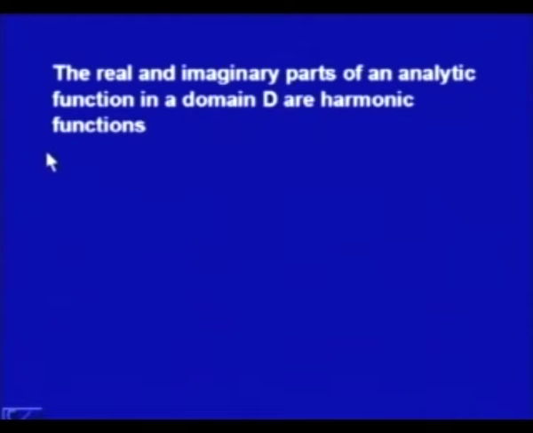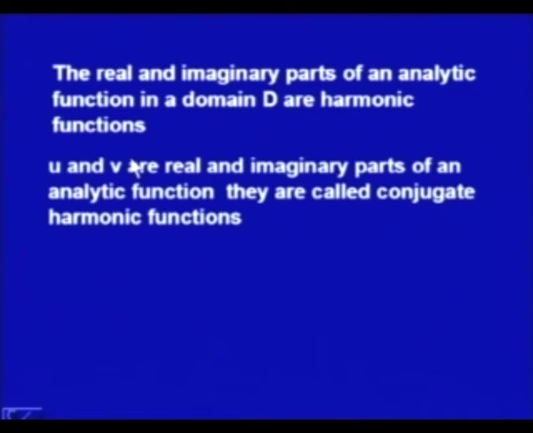This is what I have stated. The real and imaginary parts of an analytic function in a domain D are harmonic functions. So, if u and v are real and imaginary parts of an analytic function, then they are called conjugate harmonic functions.